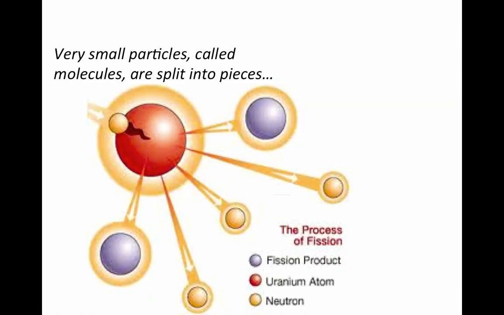Nuclear energy is created when very small particles, called molecules, are split into pieces. This is called nuclear fission. You see the red molecule? This is a uranium molecule. This picture is showing how the red uranium is exploding apart, breaking into the purple and orange molecules. As these molecules break apart, they create a large amount of energy and heat.